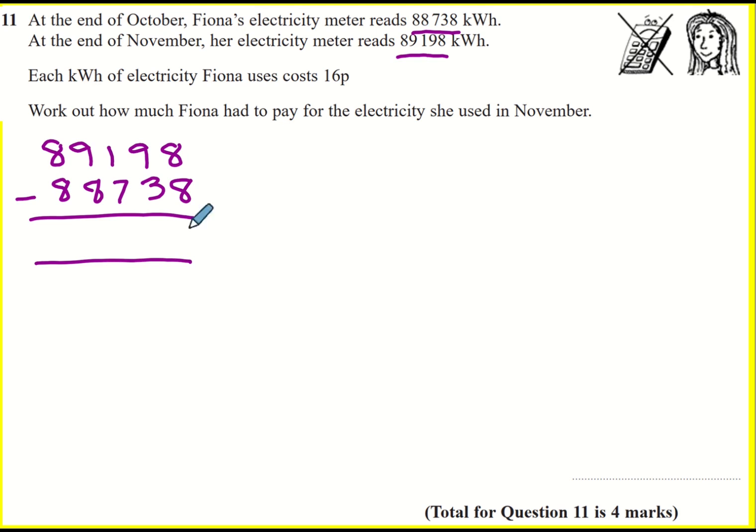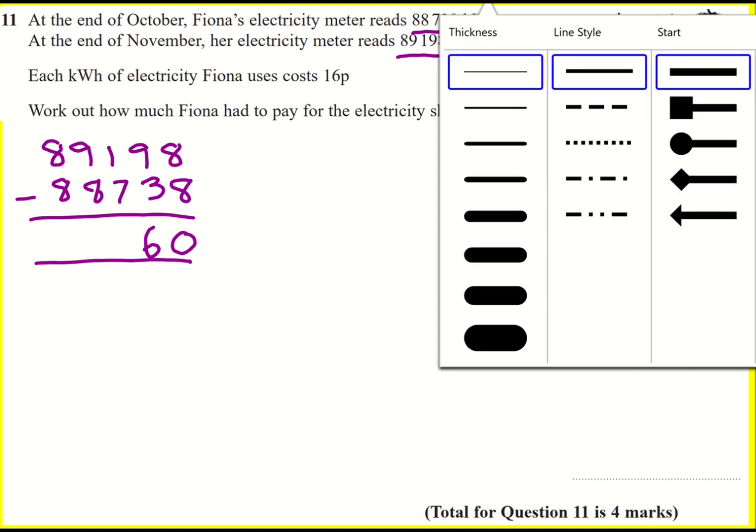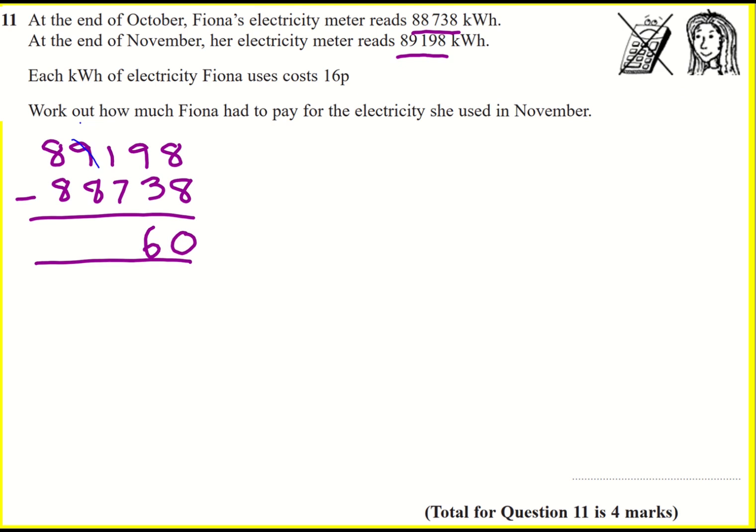So if I subtract those, 8 take away 8 is 0. 9 take away 3 is 6. 1 take away 7 I can't do, so I'm going to borrow from here. That drops down to an 8. This becomes 11. 11 take away 7 is 4. 8 take away 8 is 0. And 8 take away 8 is 0. Okay, so she used 460 units. And you would get a mark just for that.